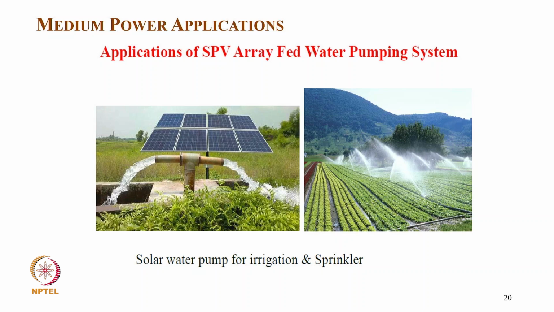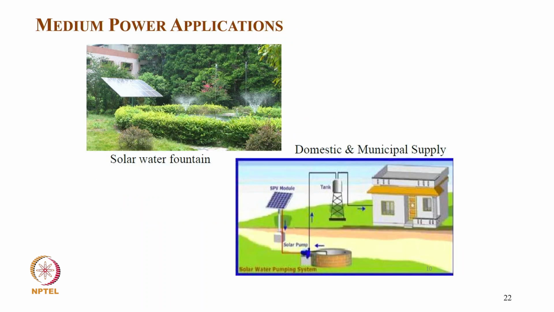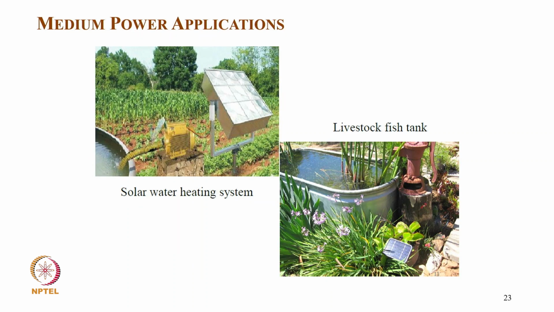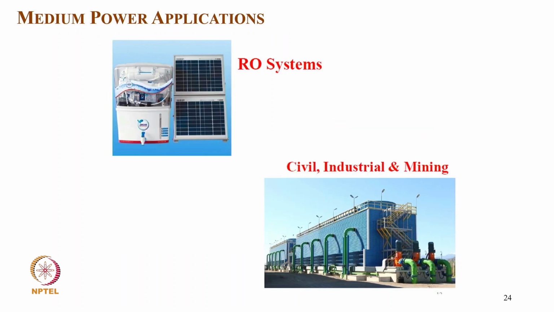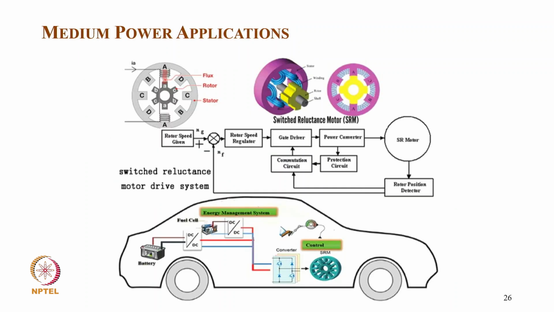So solar water pumps for irrigation and sprinklers, and another application is aerator machines for aqua farming and solar pumping for swimming pools. Then solar water fountains, domestic and municipal supply, solar pump water heating systems, and livestock systems. Then RO systems, civil, industrial and mining, and the electric vehicle, with different phases such as starting low speed turning, acceleration, high speed turning, and then acceleration or regenerative braking.